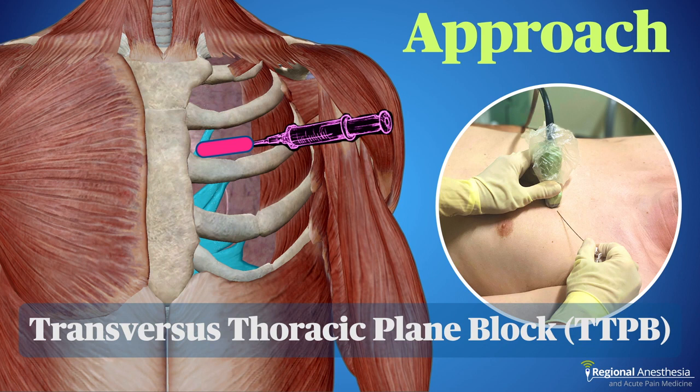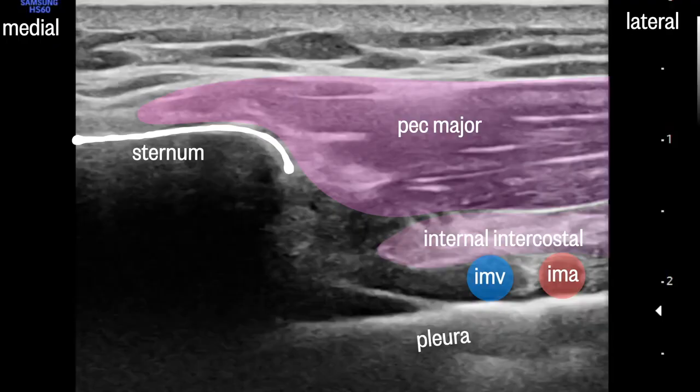You can see the slips of transversus thoracis muscle in blue here. The needle will pass through both pec and intercostal muscles, and the local will spread out in the neurovascular plane between intercostal and transversus thoracis muscles. Here's why it's important to clearly see the mammary vessels with the TTP approach.